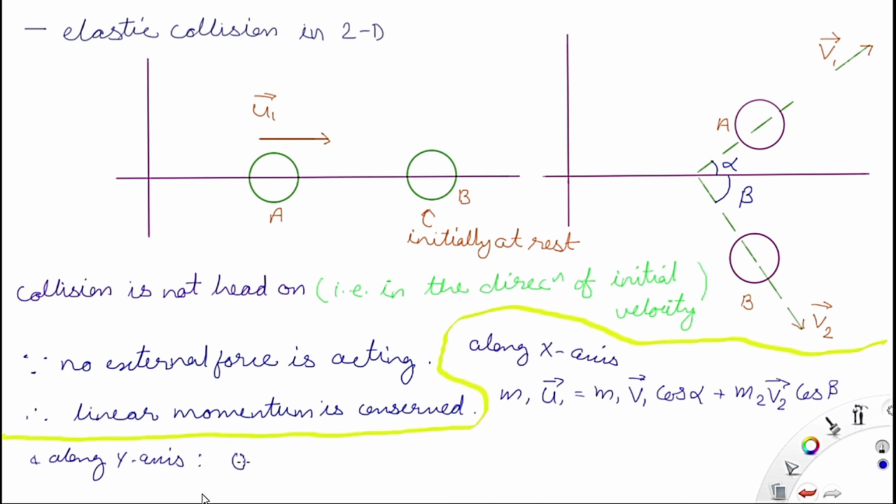Also along the y-axis momentum is conserved. Initially there was no motion along the y-axis, so zero is equal to m1 v1 sin alpha plus m2 v2 sin beta. It's written as cos beta, but change it to sin beta: m2 v2 sin beta.